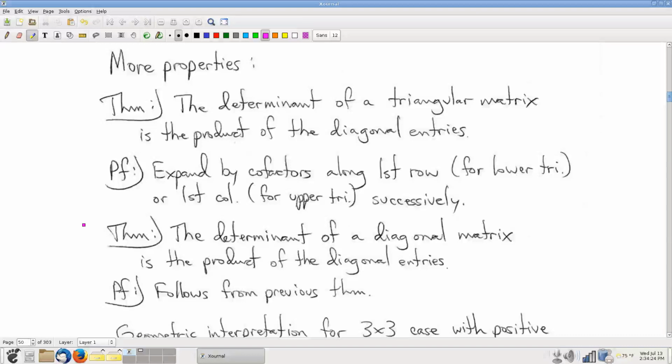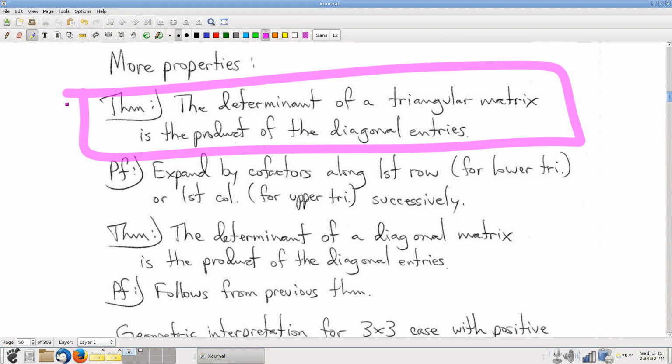There are some more easy properties that we can talk about concerning determinants. Here's the first one. The determinant of a triangular matrix, so that's either upper triangular or lower triangular, is the product of the diagonal entries of that matrix. Wonderful little result.